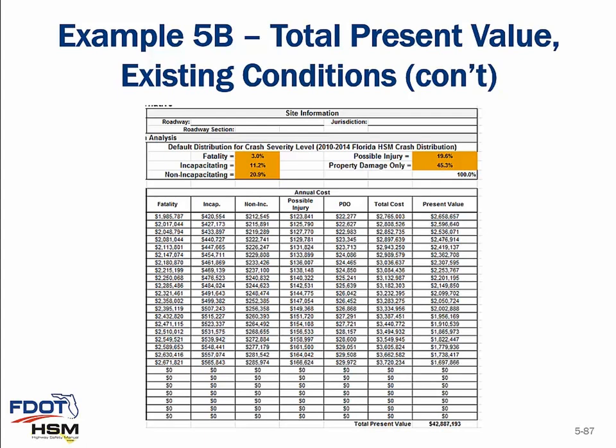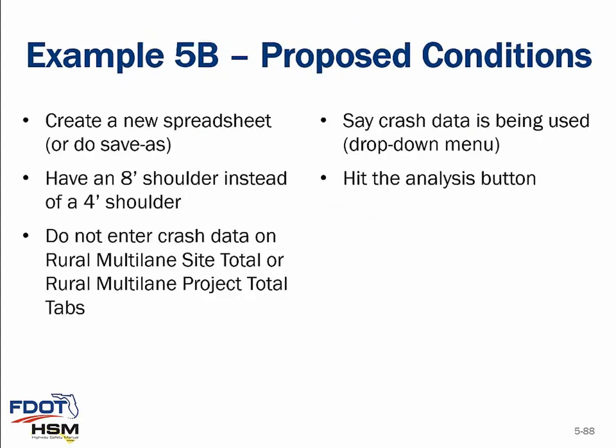And you will notice it diminishes over time because that's the amount of money you need to be able to invest at this time, present time, to be able to recover that amount of money. The total net present value at the bottom is $42,887,000. And that is for the existing conditions. We'll go through and do a similar type analysis for the proposed conditions.